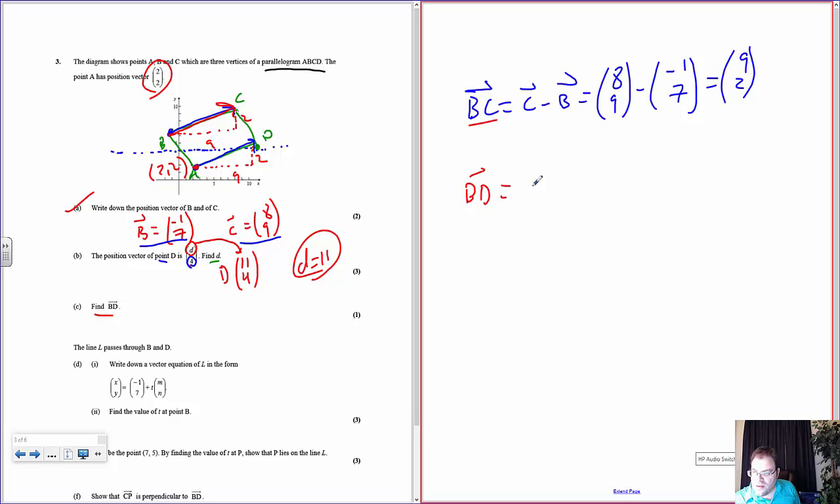BD is what? It's D minus B. The great thing is we found D. The coordinate D is 11 and 4. We just found it. If you got this question wrong, you're probably going to get this one wrong. That's how it always works.